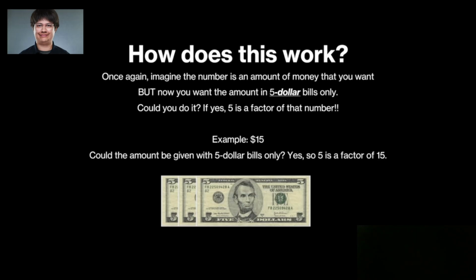So if you can pay someone an amount of money using $5 bills only, then 5 is a factor of that amount. For example, if I wanted $15, could I be given that amount in $5 bills only? Yeah, so 5 is a factor of 15.